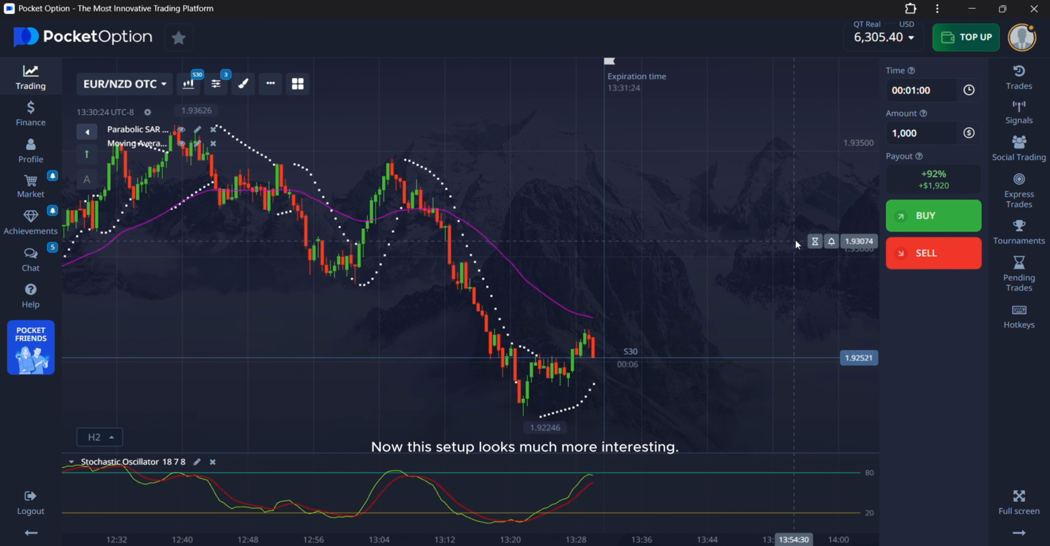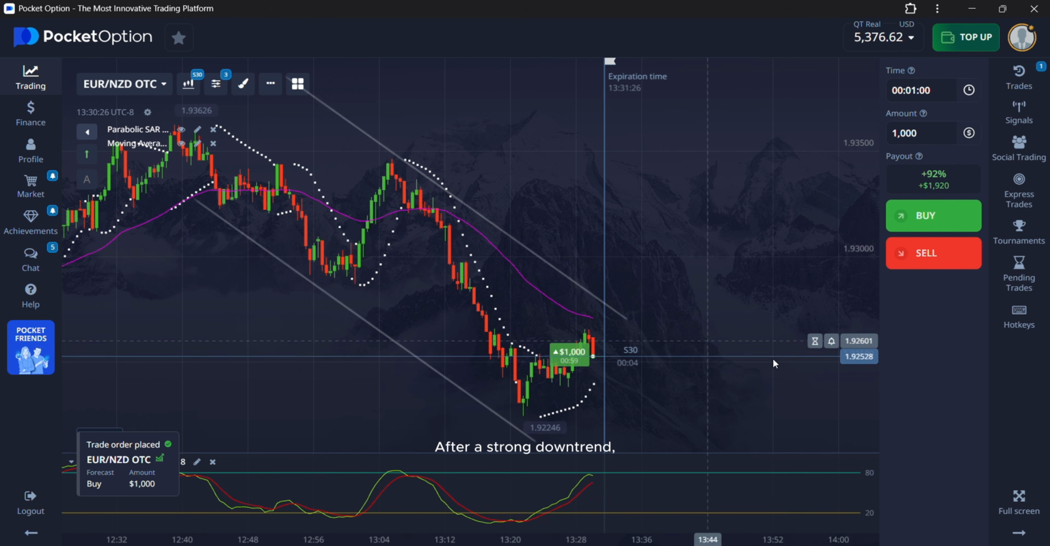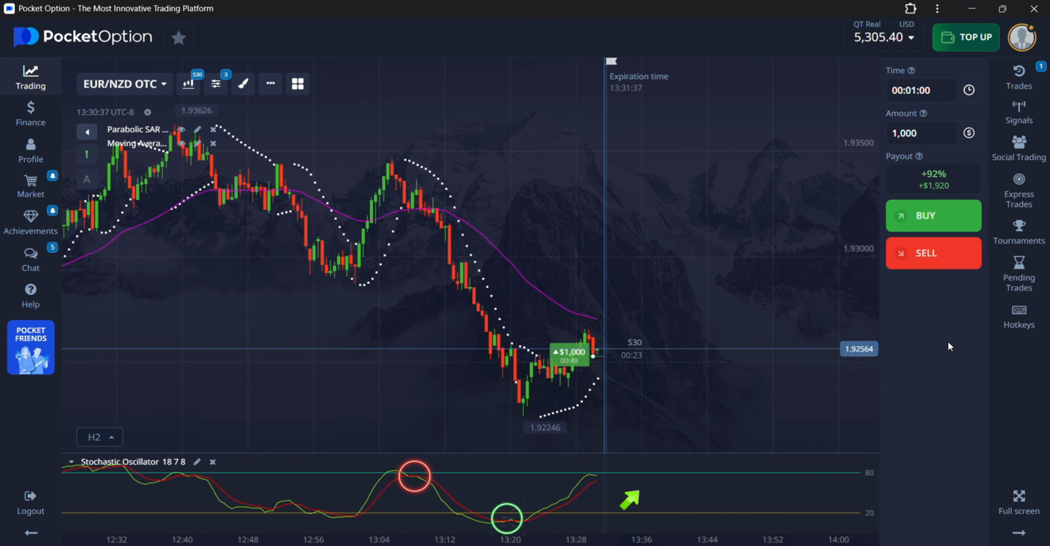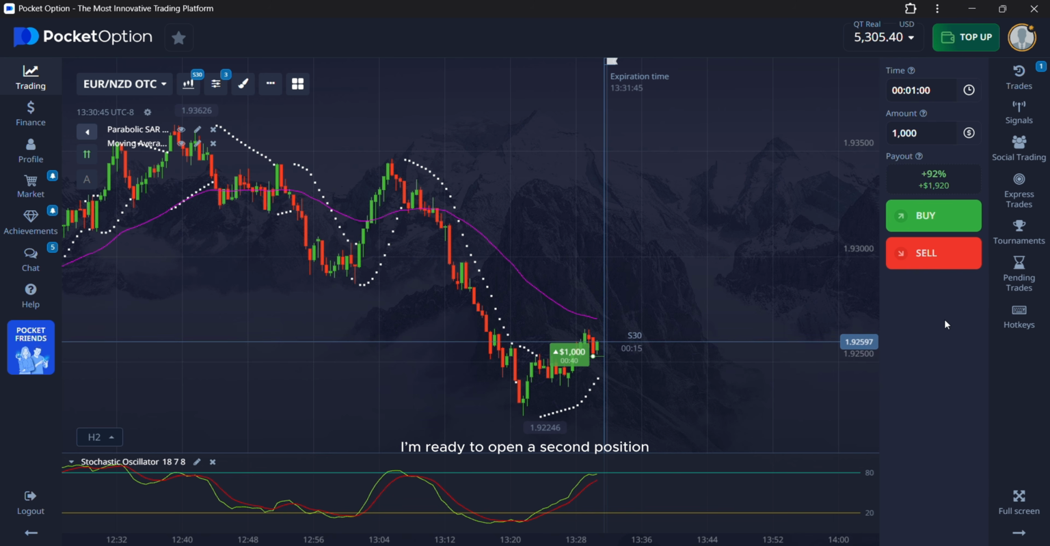Now this setup looks much more interesting. After a strong downtrend, the price reached a key support zone and reacted with a bullish move. The stochastic approached the overbought area, which triggered a small pullback. Right now, I'm expecting the price to continue upward after this correction. If it dips a bit lower, I'm ready to open a second position to reinforce my entry. But either way, the technical setup suggests an upward move is likely.